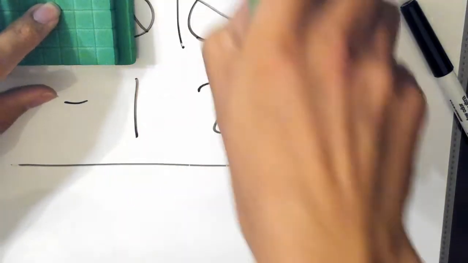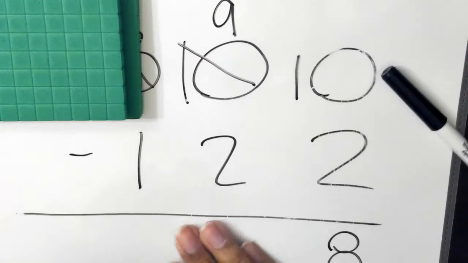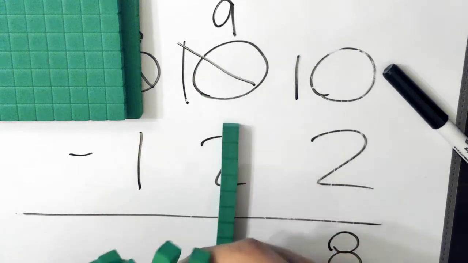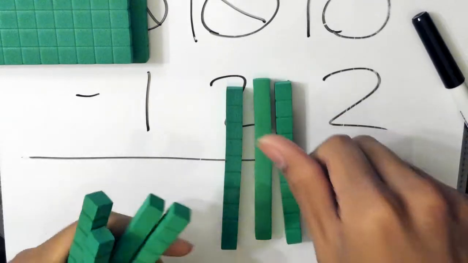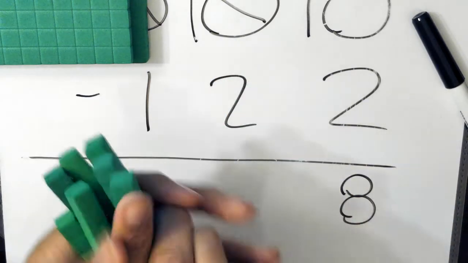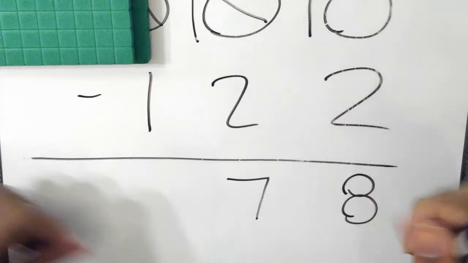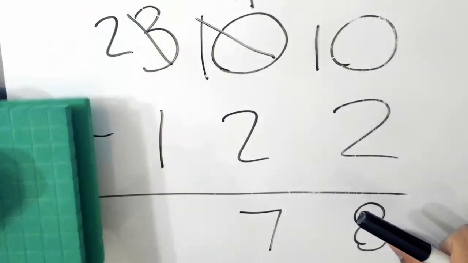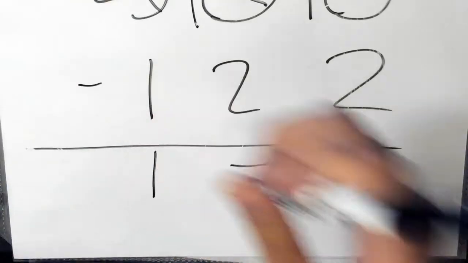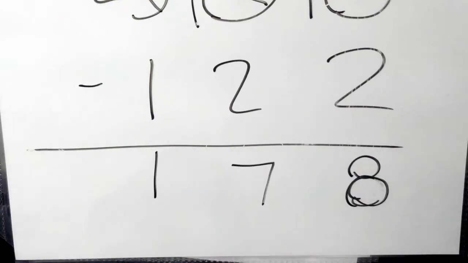I have 9 tens, and it says I need to take away 2. So I'm going to take away 2. Let's see how much I have left. 1, 2, 3, 4, 5, 6, 7. Here it says I have 200s and I need to take away 1. So I have 100 left. So your difference is 178.